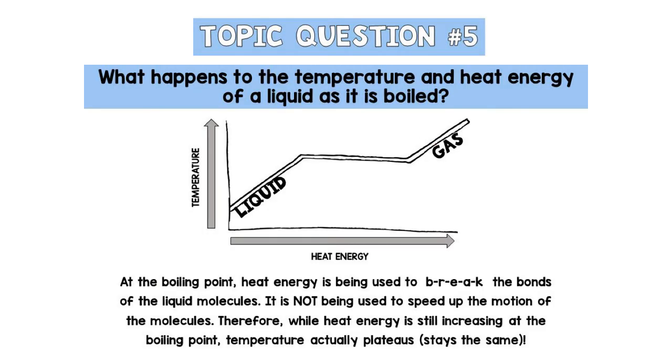Next, we look at what happens to the temperature and heat energy of a liquid as it's boiled. So, let's start off with a liquid and we're going to heat it up until it gets to the boiling point. At the boiling point, heat energy is being used to break the bonds of the liquid molecules. It's not being used to speed up the motion of the molecules. Therefore, while heat energy is still increasing at the boiling point, the temperature is not. It plateaus or stays the same.